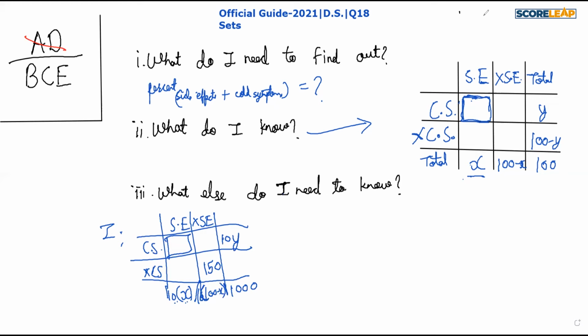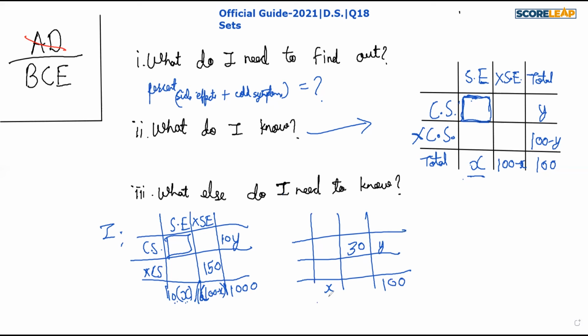Now let us jump to statement 2. Statement 2 says that of the patients tested, 30% experienced relief of cold symptoms without side effects. So this is actually 30. This is 100. Let us take it in percentage only. This is Y, this is X, but here we still don't know the values of X and Y.